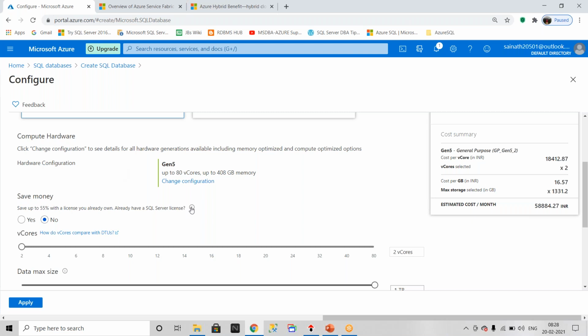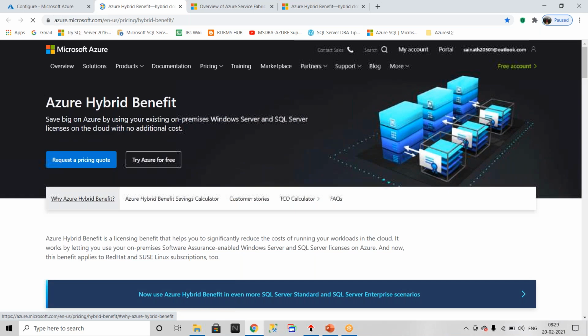Yes. Click here. If you have a SQL Server license with Software Assurance, or a SQL Server subscription, use Azure Hybrid Benefit. Microsoft is clearly telling you that you can use it. So what is that hybrid benefit, first of all? Let me click on more. You will get the Windows information.